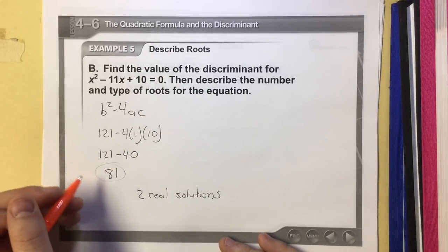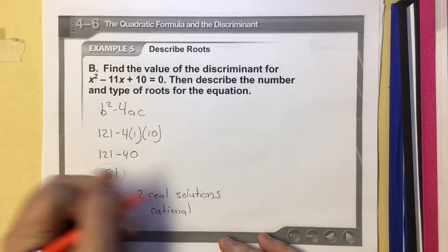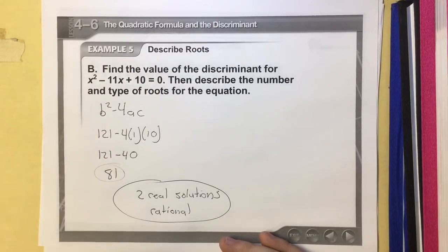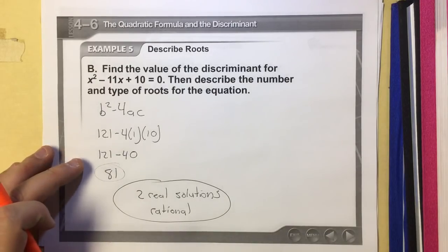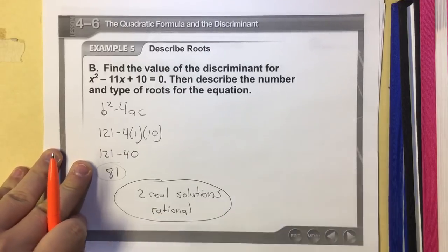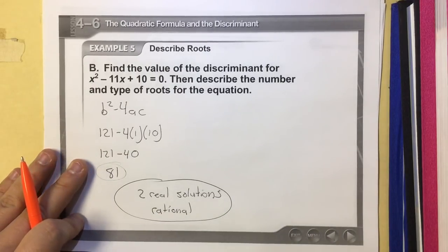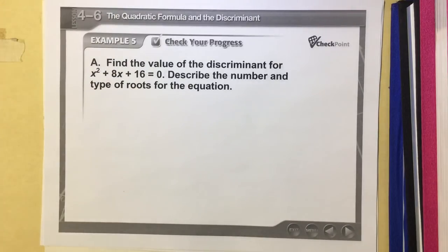But since that is a perfect square, these are going to be rational solutions as well, meaning there's no radicals. You can write it as a fraction or maybe just an integer, depending on how everything else works out. But 2 real solutions is the important thing. Since it's a perfect square, they are also rational.